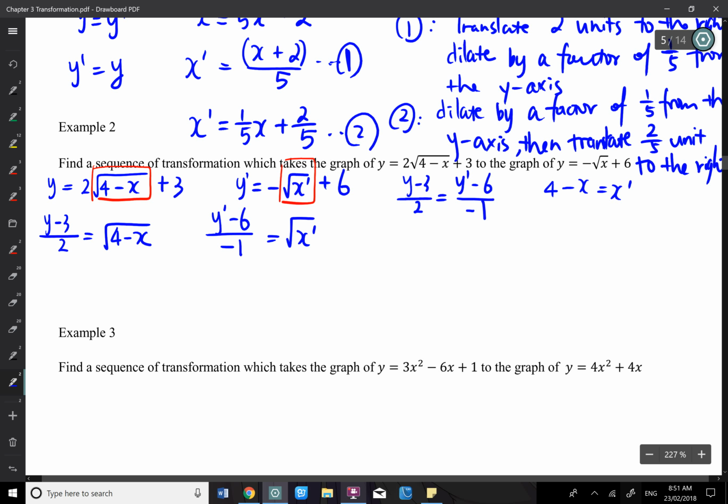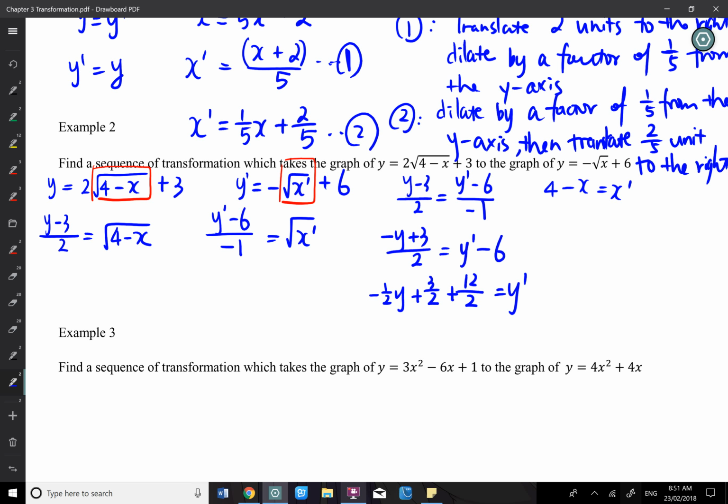I will times the negative 1 to the other side. You have minus y plus 3 over 2 equals y dash minus 6. Okay, times minus 1 on both sides. I put the minus 1 on top, so you have minus y plus 3, minus a half y plus 3 over 2, and then plus 12 over 2, which is the 6, equals y dash. I have separated everything. I don't want to see things in fraction form. I want to separate everything because I want to follow the DRT order. It's alright if you don't follow that, but I would prefer you do the DRT order.